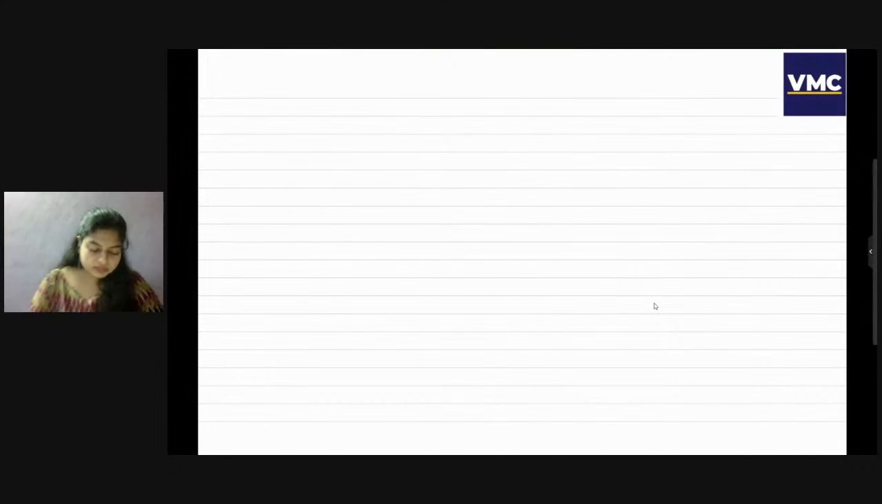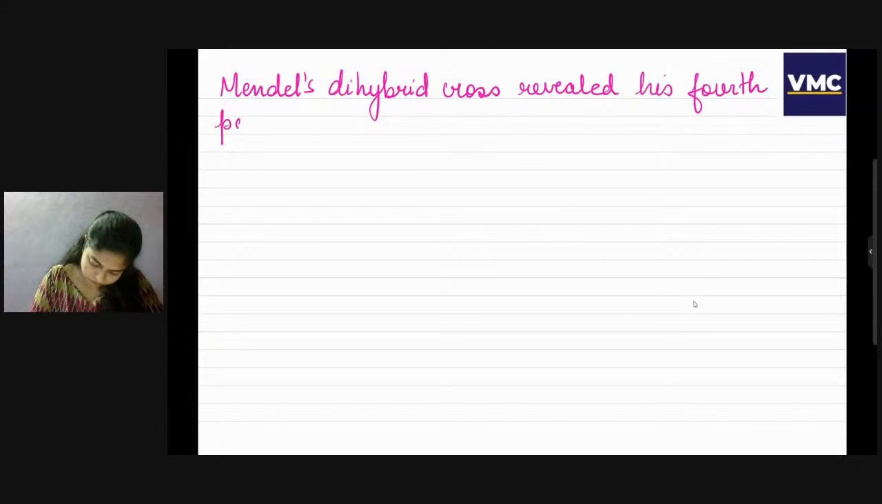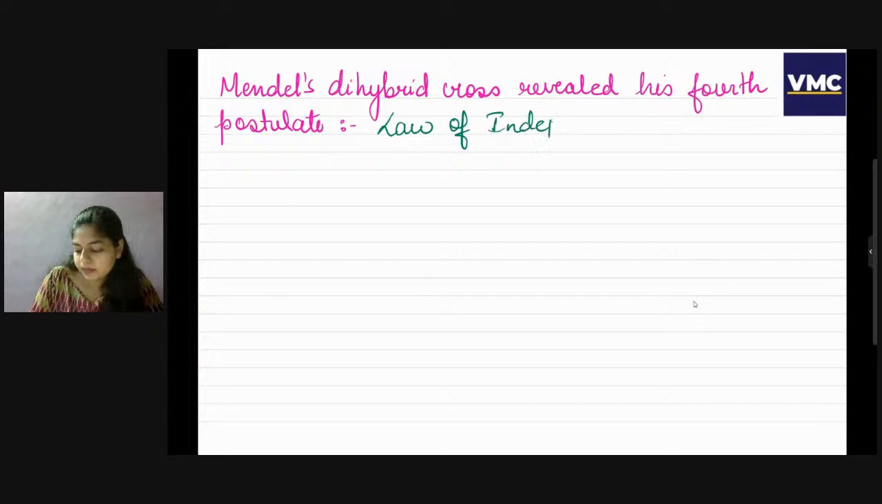Now, whatever this thing was, okay, जो भी dihybrid cross था, it revealed his fourth postulate. So मेंडल का जो हमने 3 postulates देख लिए थे, so this was the fourth postulate. This gave rise to the fourth postulate, you can say. So Mendel's dihybrid cross revealed his fourth postulate, जो कि है law of independent assortment. Okay, law of independent assortment.